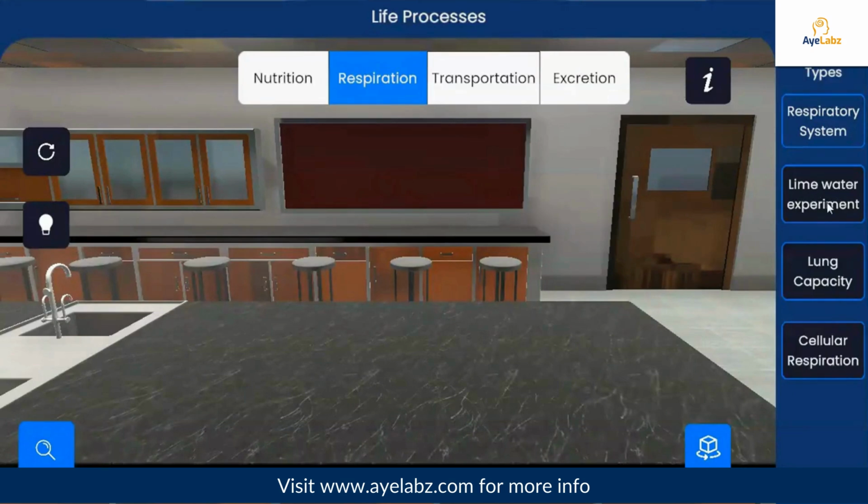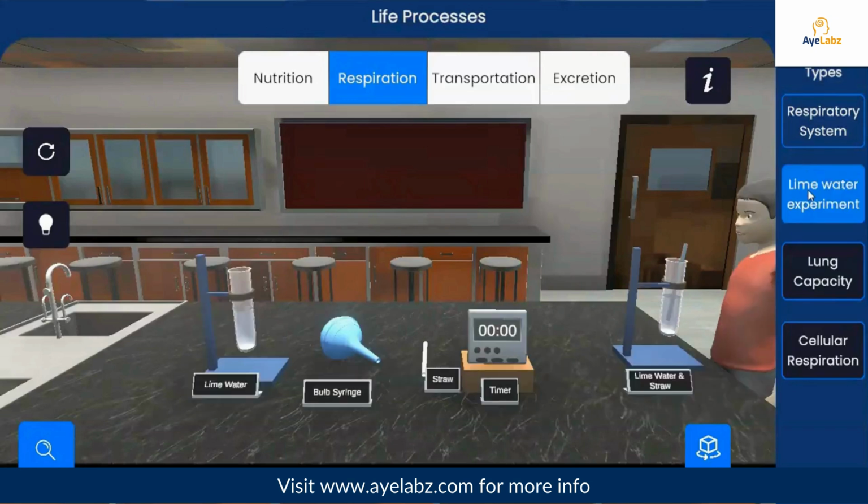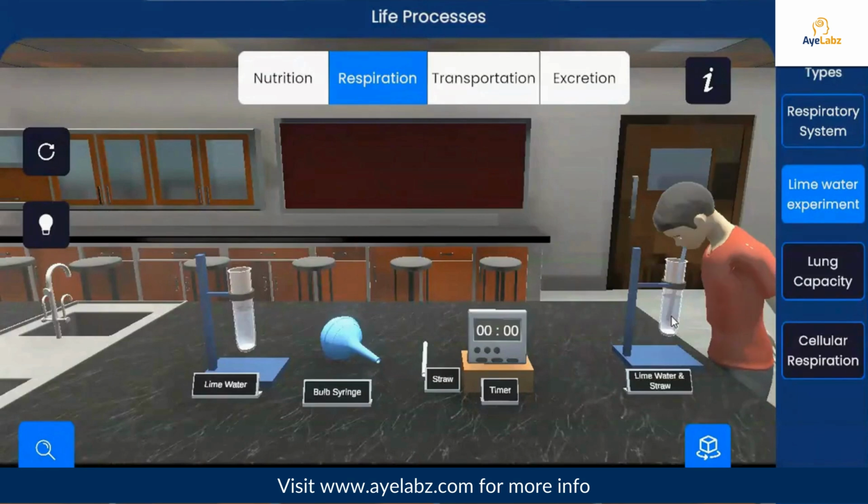Click on the lime water experiment tab to compare the carbon dioxide exhaled by humans and an instrument like syringe through an experiment. Click on the test tube to make the boy blow out air into lime water using a straw. Observe the time taken for lime water to change color and turn milky.